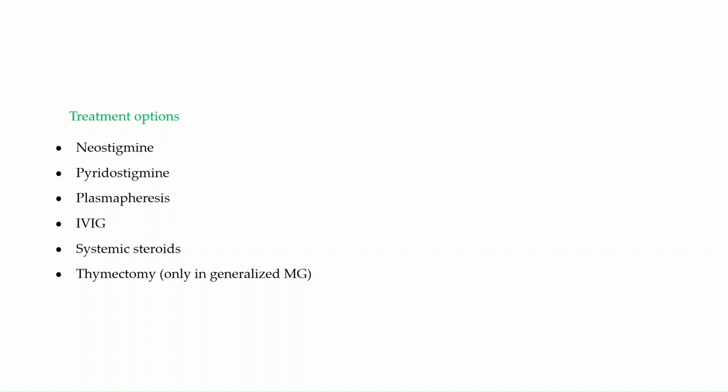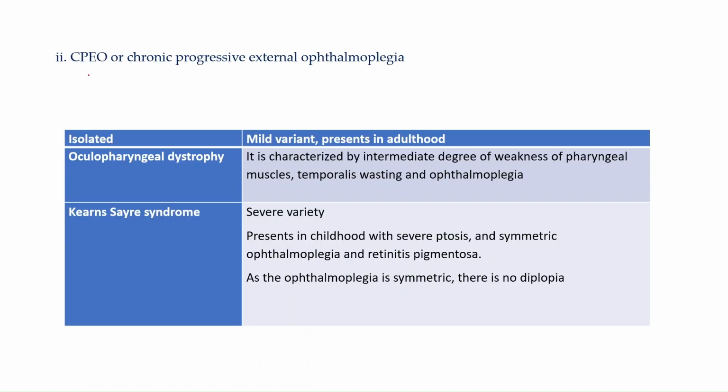So what are the treatment options for myasthenia gravis? Neostigmine, pyridostigmine, plasmapheresis, intravenous immunoglobulins, systemic steroids, and thymectomy.